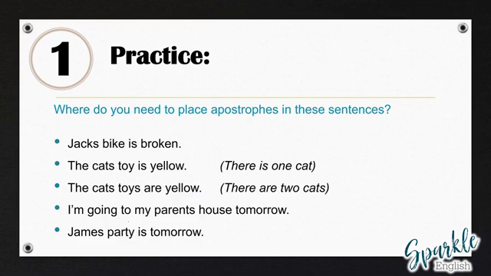There are two cats. I'm going to my parents' house tomorrow. Now here we're going to imagine it's parents, both sets of parents, a mother and father. And then we have: James's party is tomorrow.